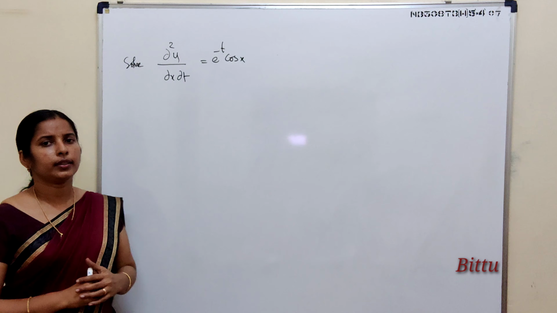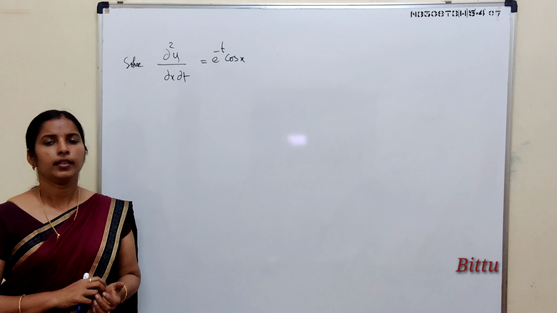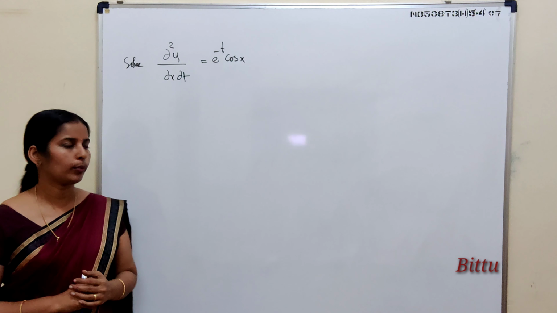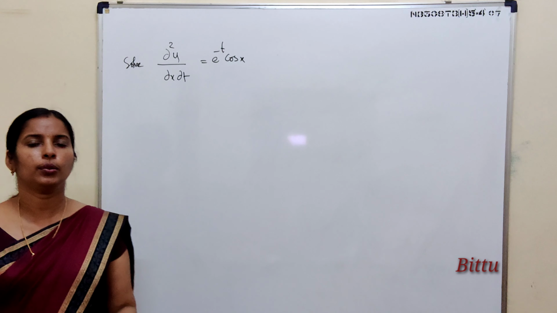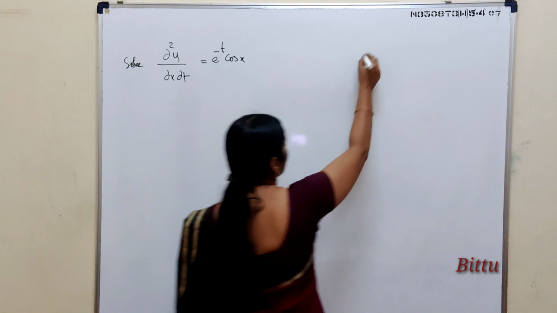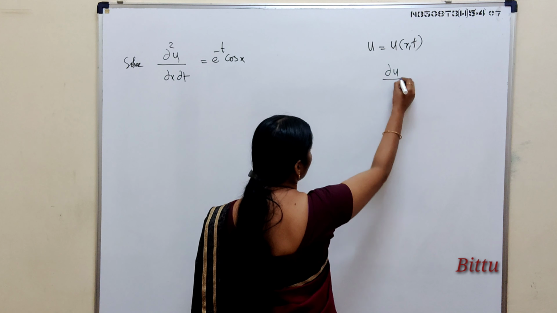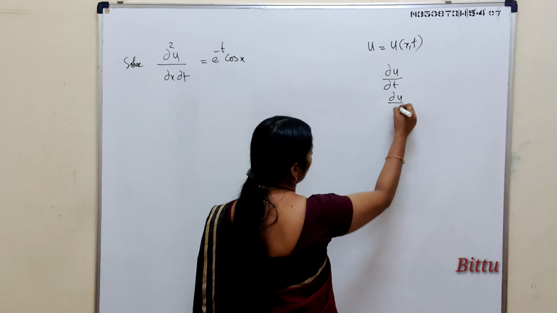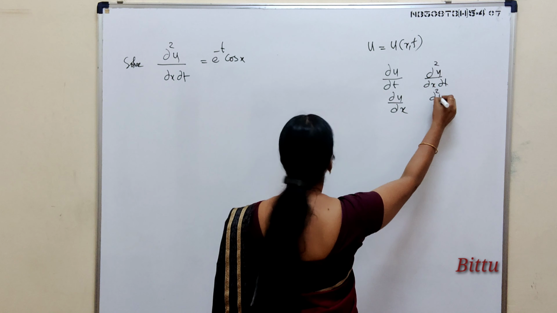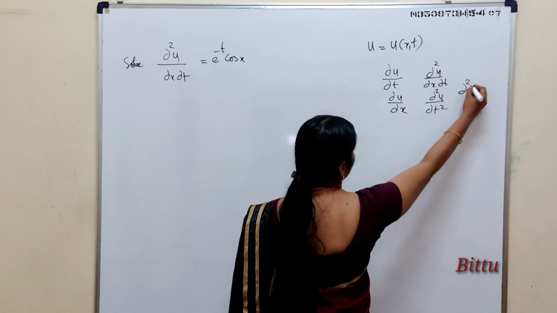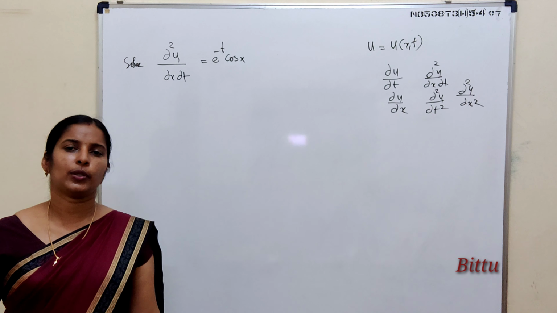Next, we have to solve ∂²u/∂x∂t equal to e raised to minus t cos x. See, this question is entirely different from all the previous questions because here the derivative is ∂²u/∂x∂t. So we can say u is a function of x and t. So the corresponding derivatives are ∂u/∂t, ∂u/∂x, and the second order derivatives ∂²u/∂x∂t, ∂²u/∂t², ∂²u/∂x².